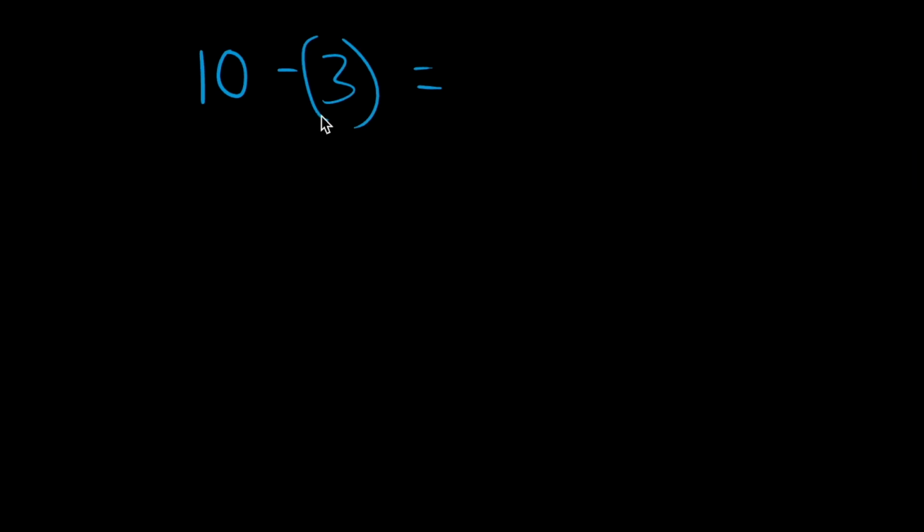All right, let's solve this problem together. So we have 10 minus 3. Let's change it to 10 plus -3. That is the rule of sign for subtraction. We change the operation from negative or minus to adding, and then we flip the second integer, which is 3, and flip it to -3.